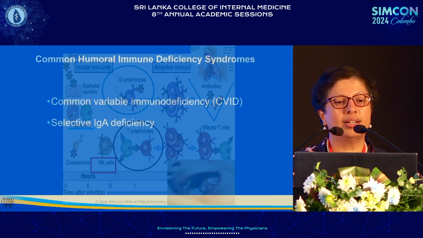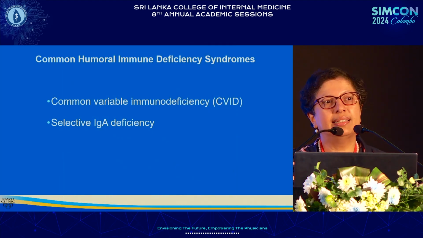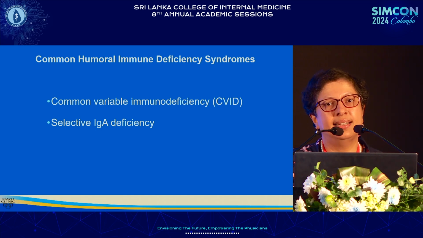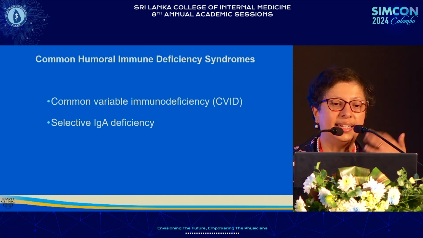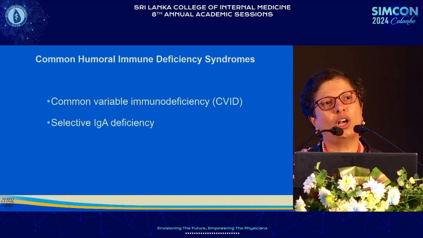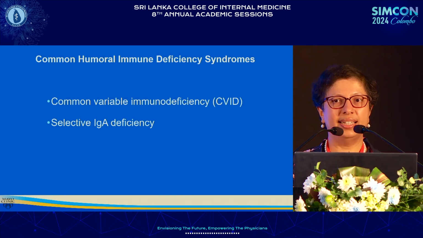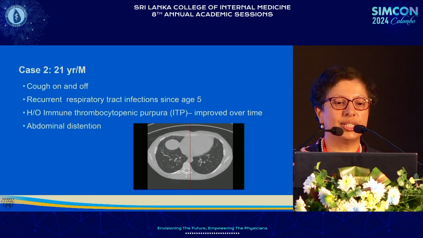and now we'll talk about more of the humoral defects, something that you will see commonly in your practice with patients presenting with pneumonia, bronchitis, recurrent sinus infections. The two most common syndromes that you will see are CVID, common variable immunodeficiency, and/or selective IgA deficiency.